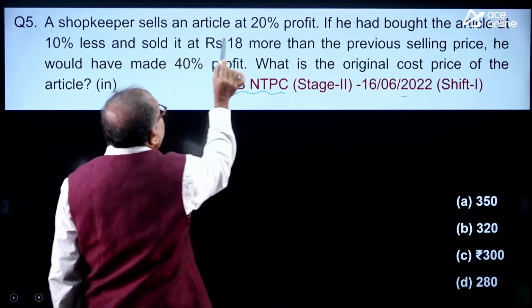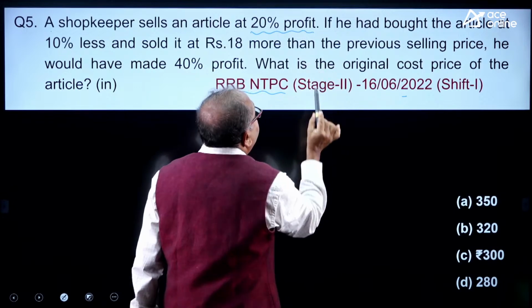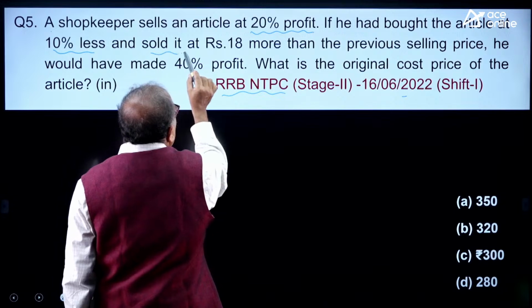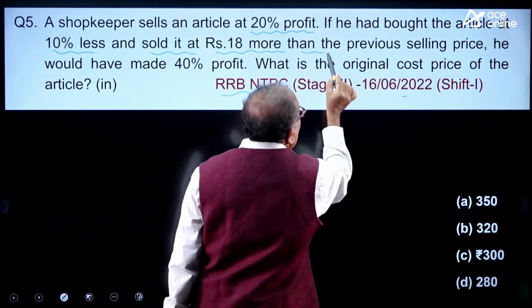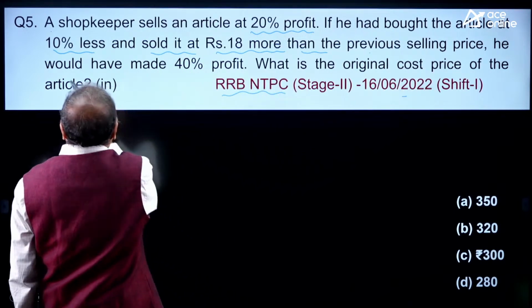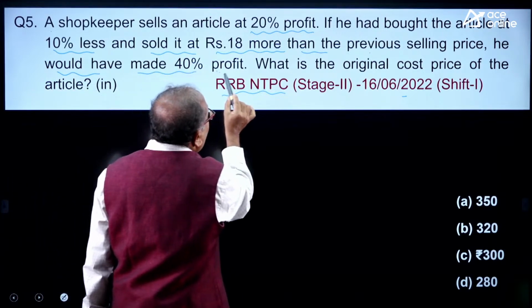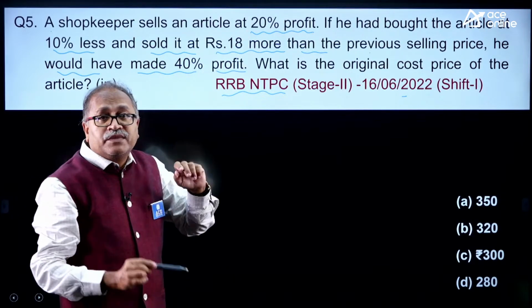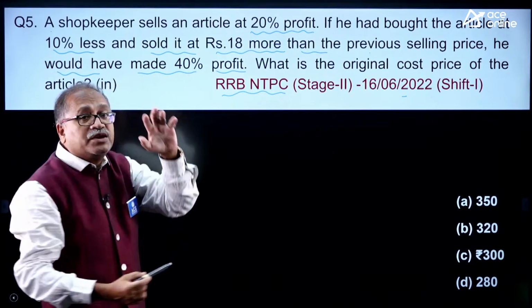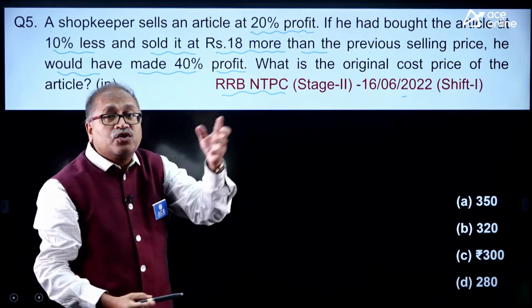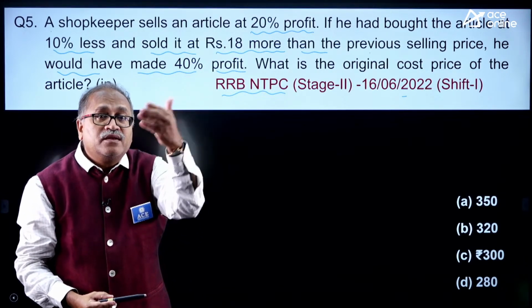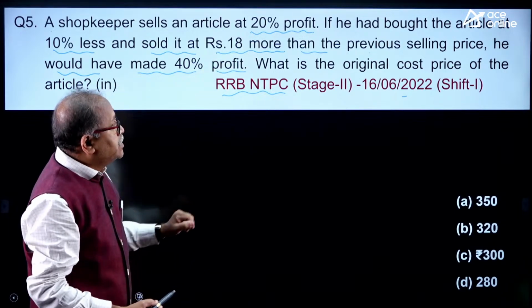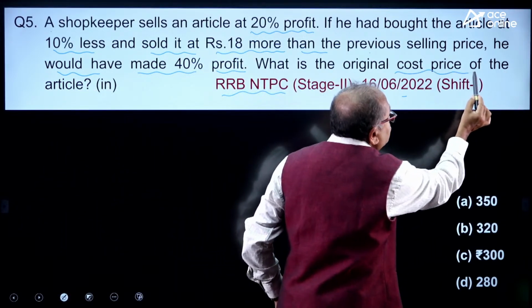A shopkeeper sells an article at 20% profit. If he had bought the article at 10% less and sold it for rupees 18 more than the previous selling price, he would have made a profit of 40%. So, initial profit 20%. If he buys it at 10% less and sells it for rupees 18 more, then his profit becomes 40%, from 20% to 40%. What is the original cost price?